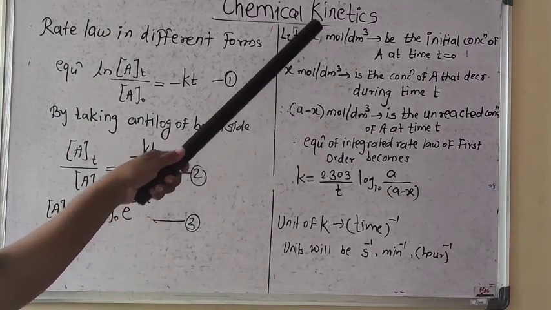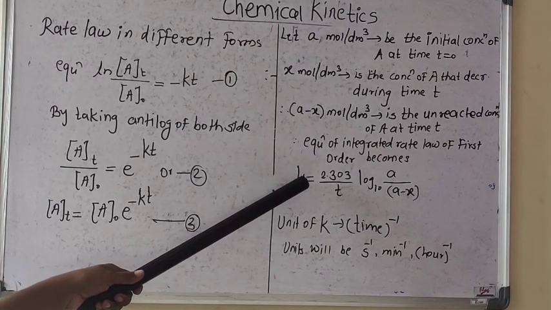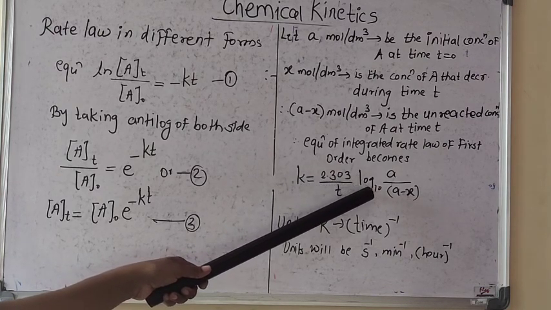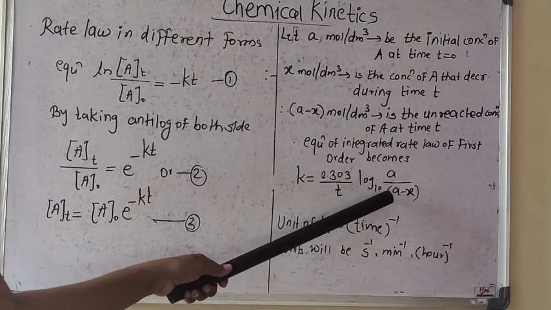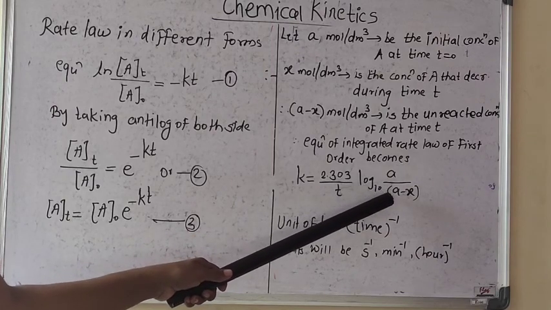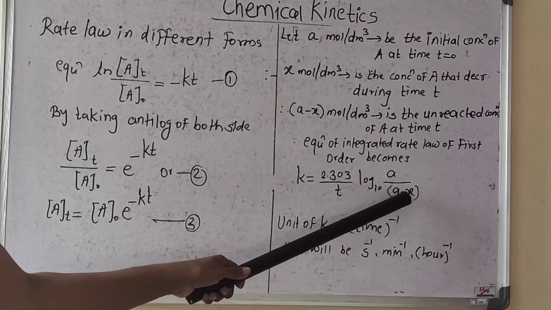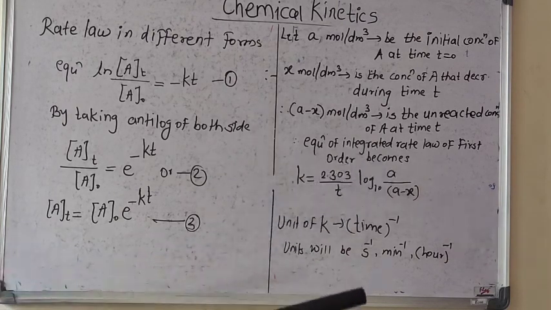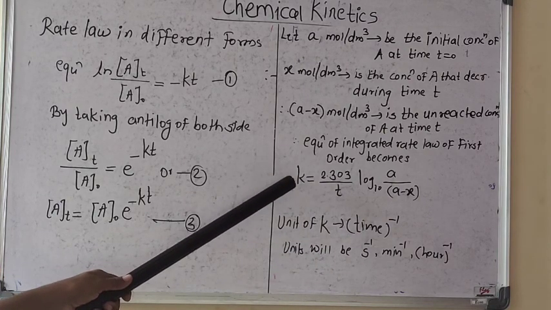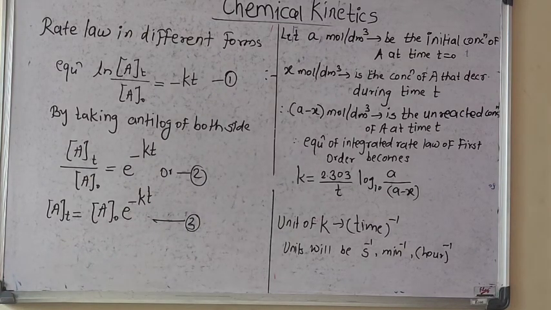We substitute these values in the integrated rate law for the first order reaction. The first order integrated rate law is given as k equal to 2.303 upon t log to the base 10 of [A]0 upon [A]t, that is the initial concentration of A upon the concentration at time t. Instead of [A]0 we substitute a, and instead of [A]t we put a minus x, the unreacted concentration of reactant A. These are the different forms of the integrated rate law equation for the first order reaction.